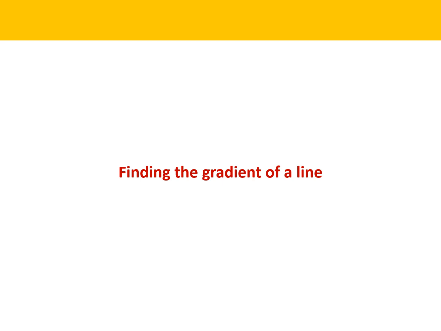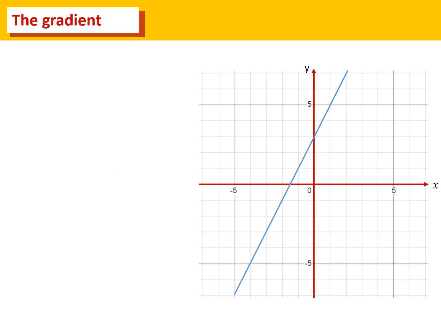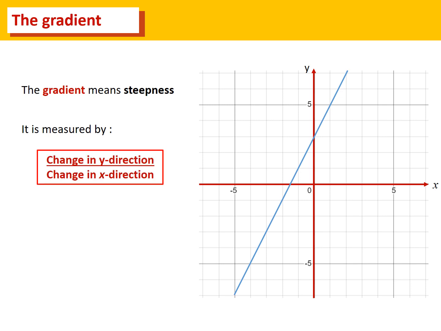In this lesson, we're going to be finding the gradient of a straight line. So here's our straight line on the diagram there. And to find the gradient, we need to understand what gradient means. Gradient means the steepness of the line, and it's measured by a change in the y direction divided by a change in the x direction between any 2 points on the line.